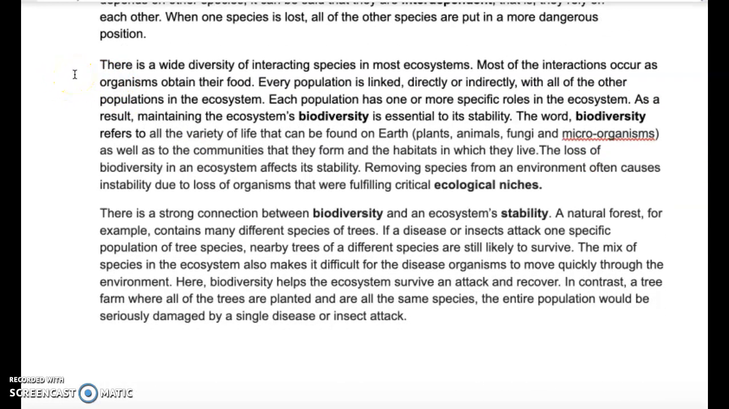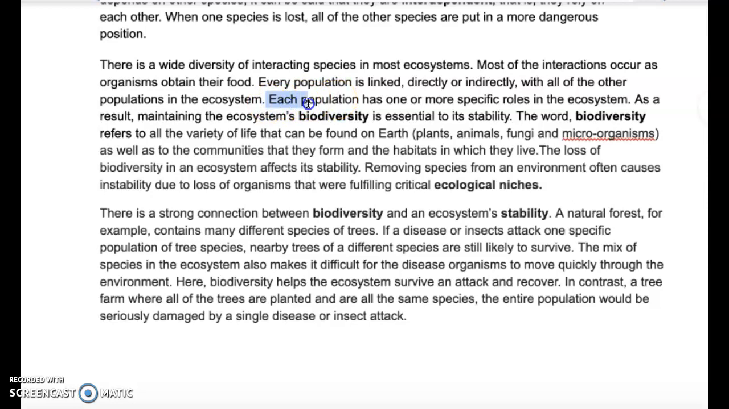There's a wide diversity of interacting species in most ecosystems. Most interactions occur as organisms obtain their food. Every population is linked, either directly or indirectly, with all of the other populations in the ecosystem. If you guys remember back to week 1 and week 2, we saw this a lot with the food web. Right? Once one organism is eliminated, this affects the balance and the amount of other organisms lower or higher above in the food chain or food web, right?